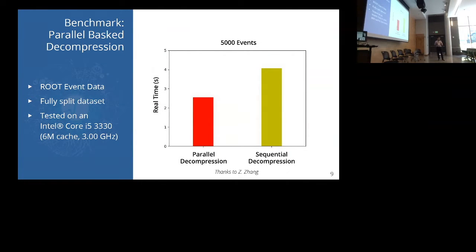If you have multiple threads trying to read data, sometimes you will read the same cluster more than once and decompress the same basket more than once. So the speed up is not as impressive as with the reading of multiple branches in parallel. But of course, if you have 3 branches, then you cannot parallelize too much in the number of branches. You have to do something like this to read baskets in parallel. This is just ROOT event data with a fully split data set, tested on a laptop as well.